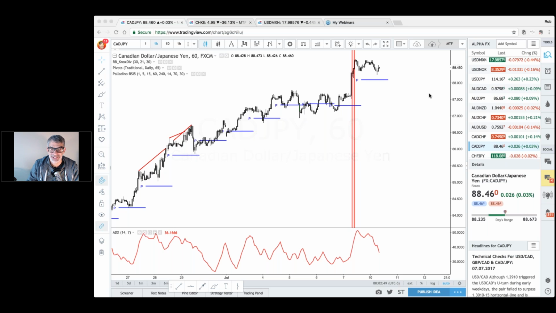I'm going to kick things off as exciting as possible. I'm going to show you a trade I want to take right now that I did take right now. This is the Canadian dollar, Japanese yen. Check this action out. This is quintuple overbought.